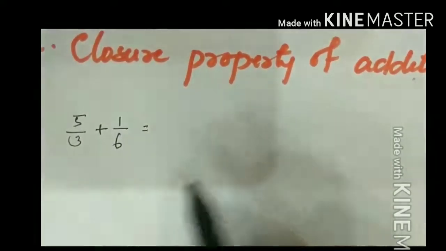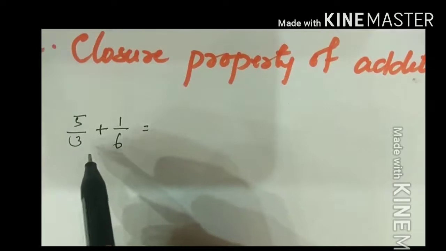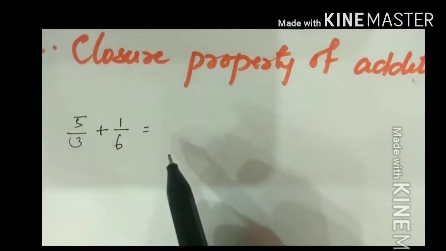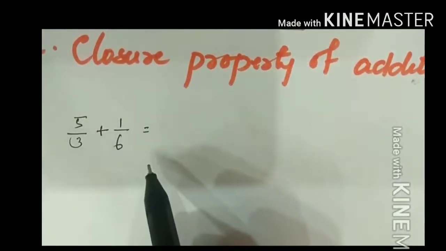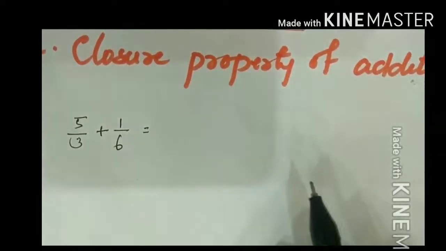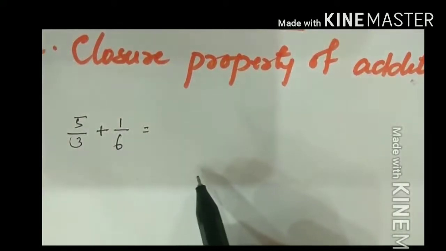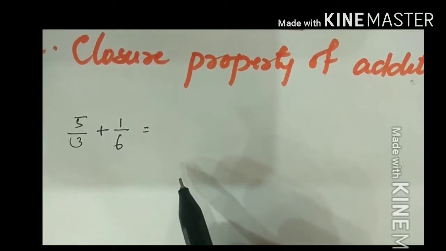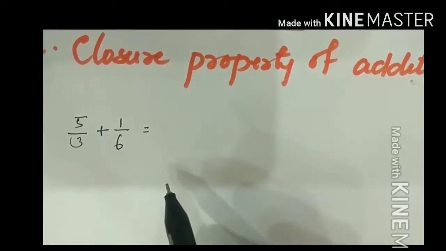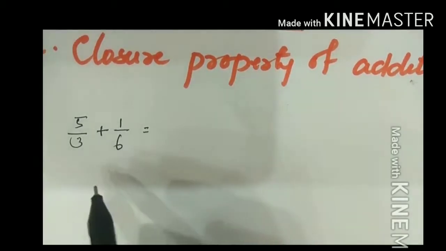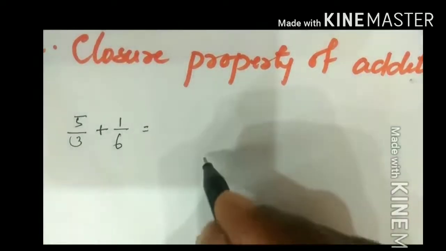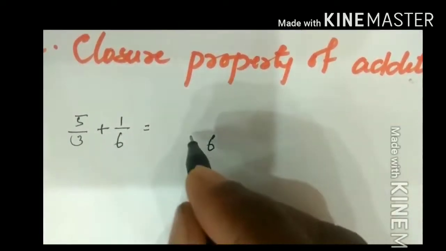Now we're going to take the sum of these two rational numbers. You know, these are fractions. How to add fractions? We need to look at the denominators. If the denominators are the same, we can add the numerators and the denominator will remain the same. Here, the denominators are different. So when the denominators are different, we have to take the LCM of the denominators. The denominators are 3 and 6. Their LCM is equal to 6.